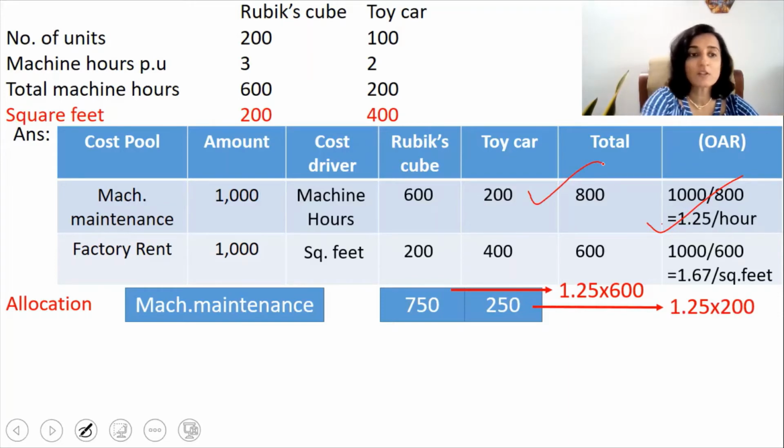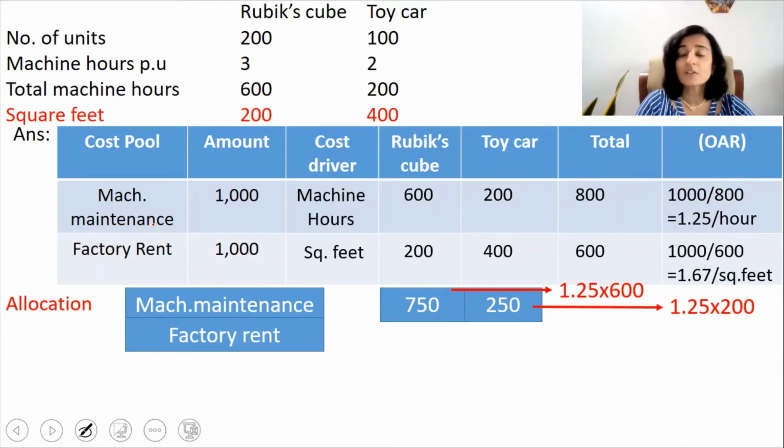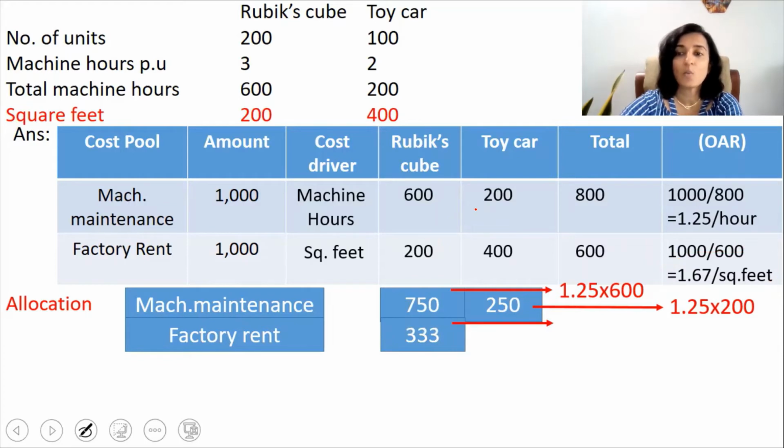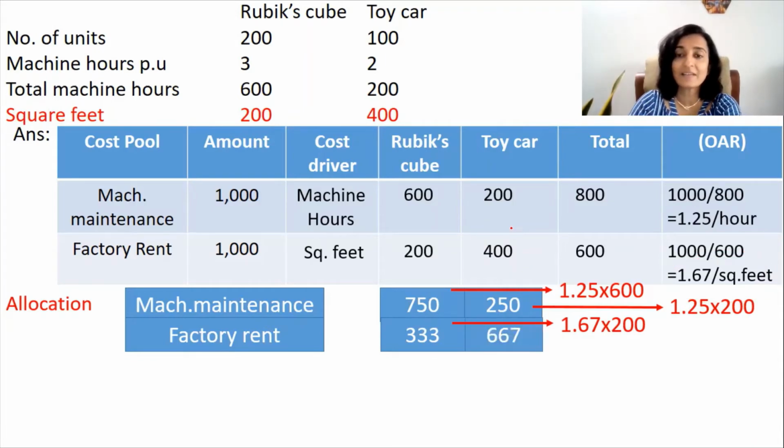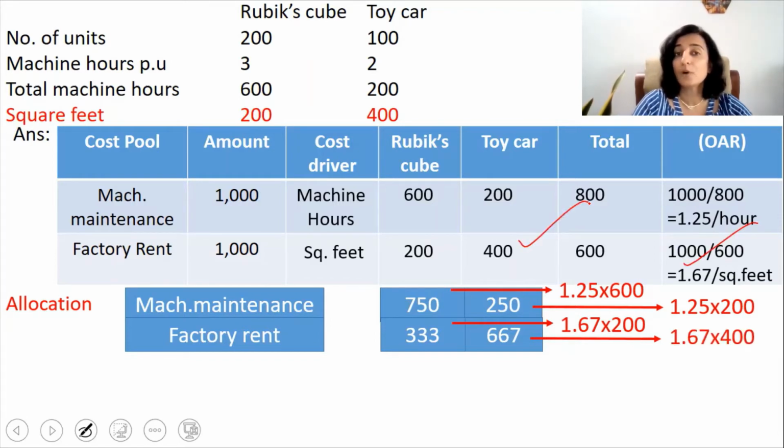Now coming to the next cost pool, that is the factory rent. What is the cost per square feet? For 1 square feet, it is $1.67. So for 200 square feet, what is the amount? It is $333. That is 1.67 multiplied by 200 square feet. Now coming to the toy car. For 1 square feet, it is 1.67. And for 400 square feet, what would be the amount? It is 667. That is $1.67 multiplied by 400 square feet.